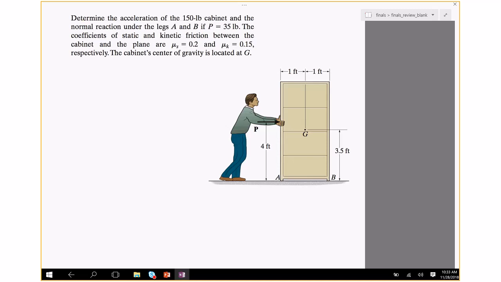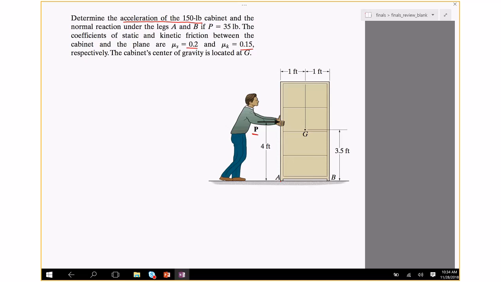Okay, so next question. Determine the acceleration of the 150-pound cabinet and the normal reaction under the legs A and B if the force P is 35 pounds. The coefficients of static and kinetic friction between the cabinet and the plane are 0.2 and 0.15. The cabinet's center of gravity is located at G.